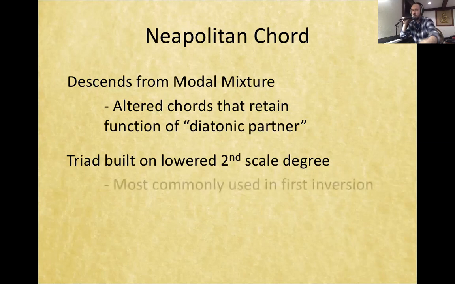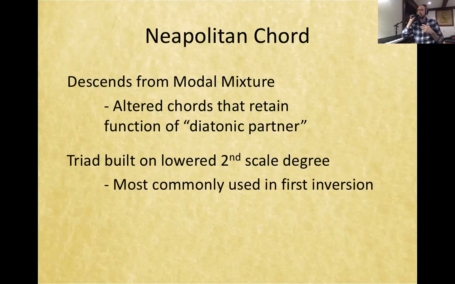So it's built on the lowered 2nd scale degree, and we're going to see that it most commonly is used in first inversion. We'll get into that in a second. While the Neapolitan seems exotic and rare, it very much comes with a set of specific expected usages. We're going to explore some less typical uses that we find, but there is a really standard application of the Neapolitan chord that we're going to learn today.